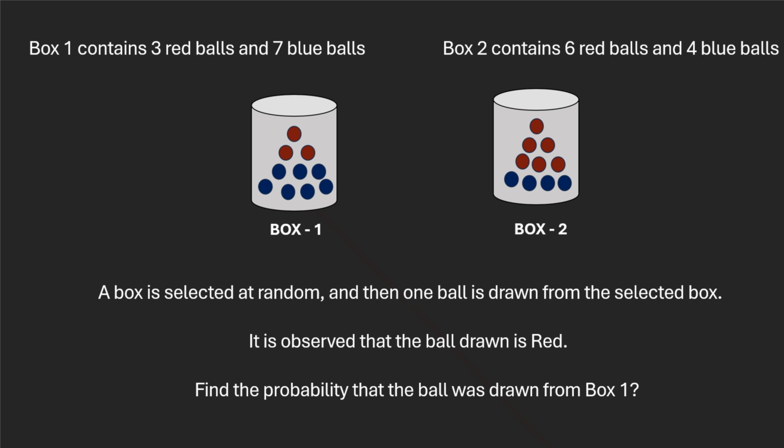Let us look into the question. Box 1 contains 3 red balls and 7 blue balls. Box 2 contains 6 red balls and 4 blue balls. A box is selected at random and then one ball is drawn from the selected box. It is observed that the ball drawn is red. Find the probability that the ball was drawn from box 1. We will solve this problem by tree method.